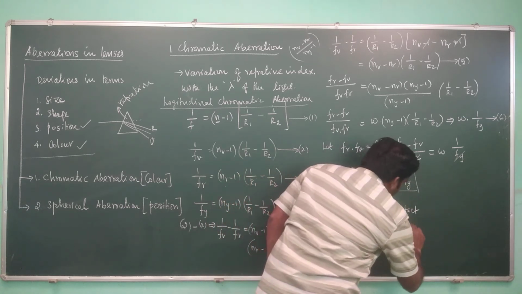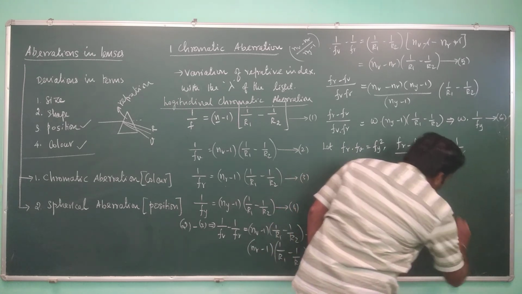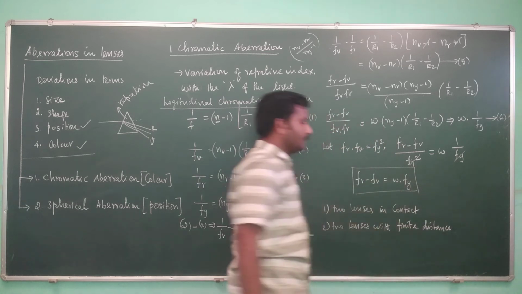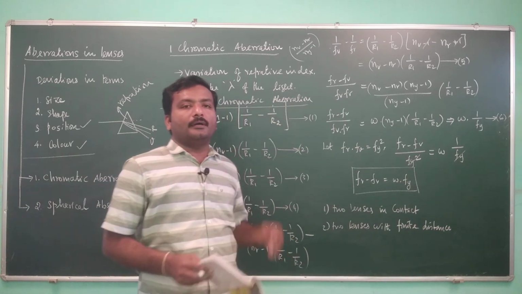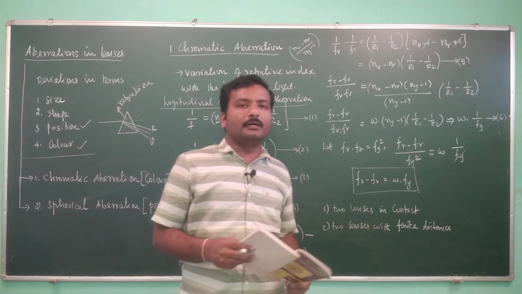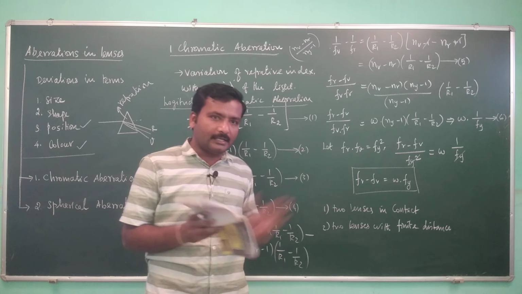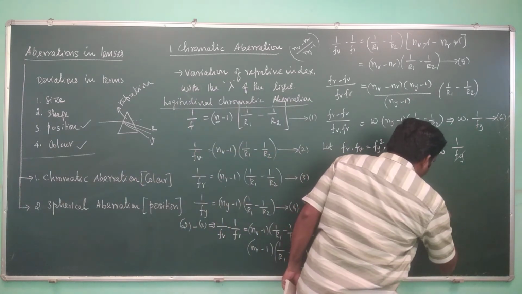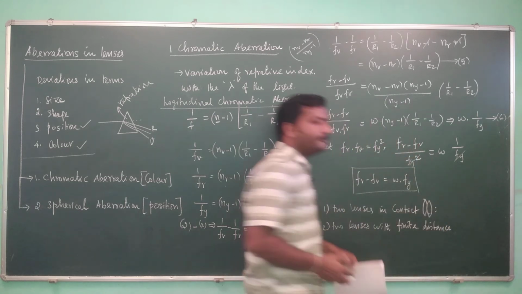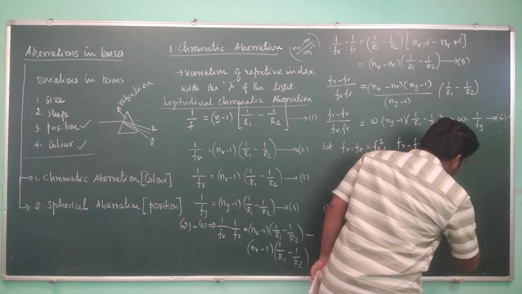Two lenses with finite distance. This configuration, in order to avoid chromatic aberrations, you can use two lenses which are in contact like this. Two lenses in contact. So this configuration is used in telescopic objectives.